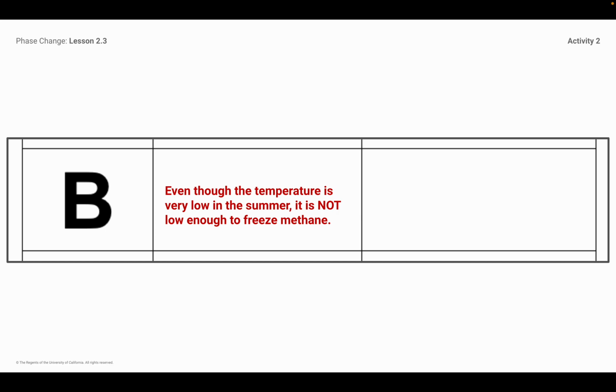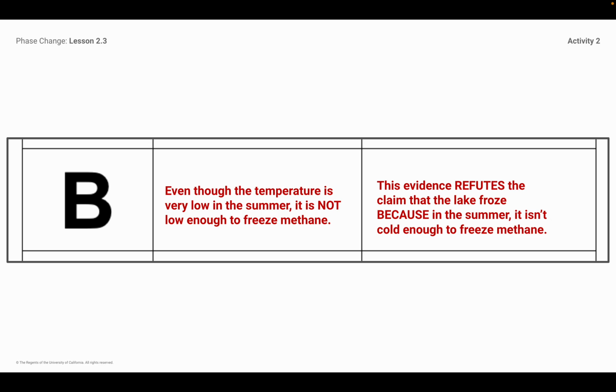freeze methane. Do you all remember that video we watched with the butter and the oil? And we learned that different substances change phase at different temperatures. So we're starting to realize that maybe even though it's really, really cold, it may not be that cold. It's cold enough to freeze water, and it's really, really close. I mean, very, very cold for a human being, but it's not cold enough. The temperature is not low enough for it to freeze methane.